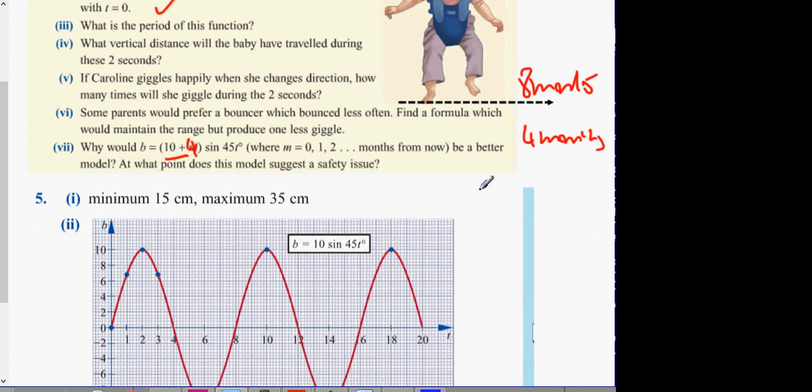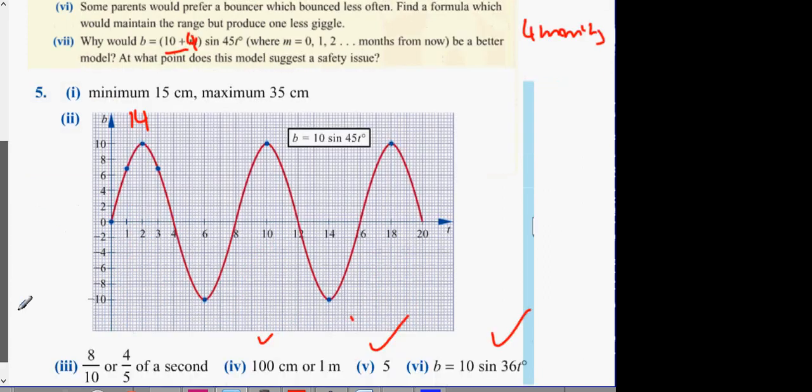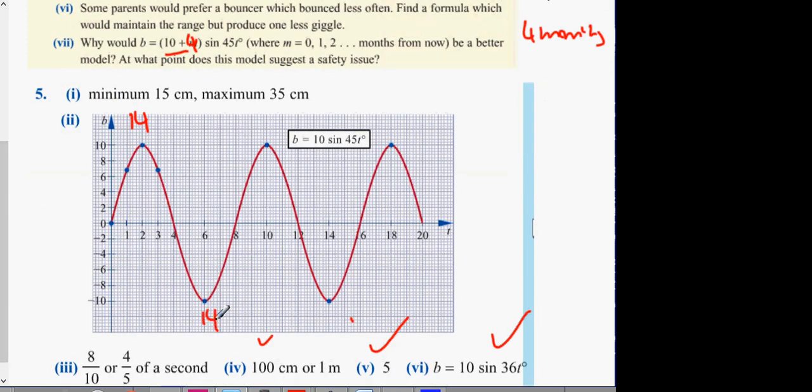What's going to happen? She's going to be going up 14 centimeters and down 14 centimeters. So it might come to the point where she's actually getting ill because she's going up and down too much. So that's basically our argument. At what point does the model suggest a safety issue? Well, it might suggest a safety issue maybe 4 or 5 months from now, where there's a significant increase in how far and how low she's going, and this may cause upset in the baby. Right, so that's the problem.